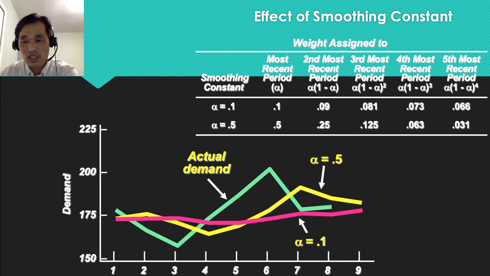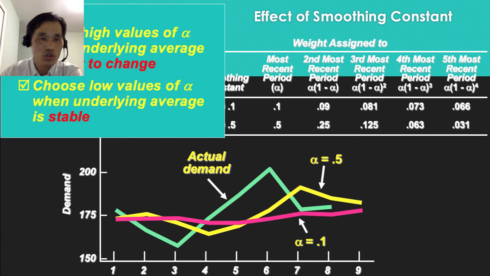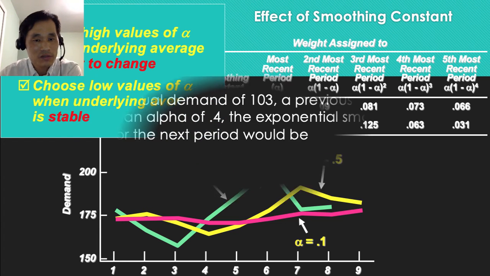But if you think that the past change is not really important for your forecast, then you may want to go with lower number like 0.1 or 0.2, 0.3. So the higher the alpha, the more sensitive it is, and vice versa. And as a forecaster, your job is to choose the right alpha, pick the right value of alpha.